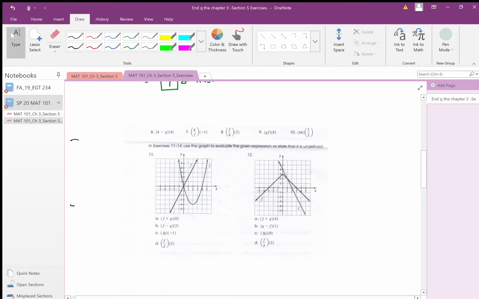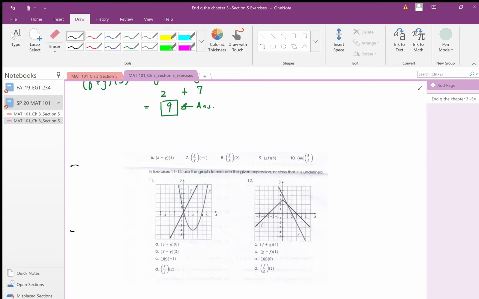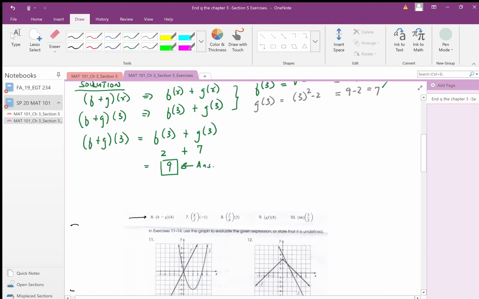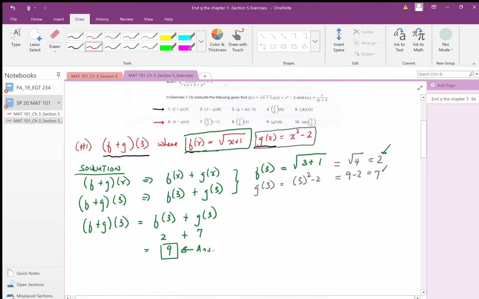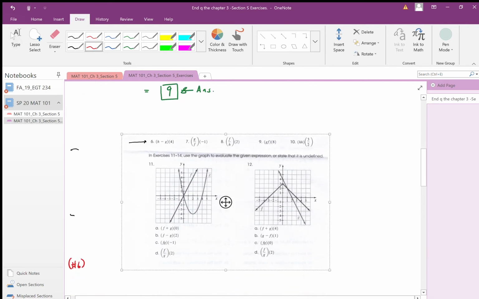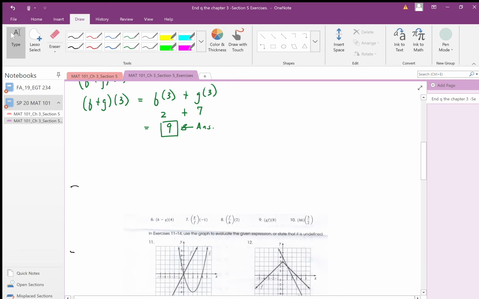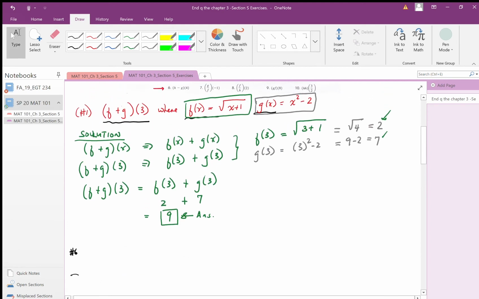Let me come here. This is number 6 here. As a matter of fact, let me come up here and do this, because it's the same number 6 here. Let me just move this down a little bit and do number 6. So number 6, we have h minus g of 4, whereby it's going to be h of 4 minus g of 4.